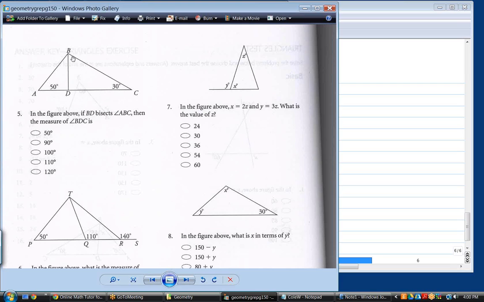But the question wants BDC. So if this is 50, what is BDC? It has to be 100 because it's 80. Make sure they always add up to 180.